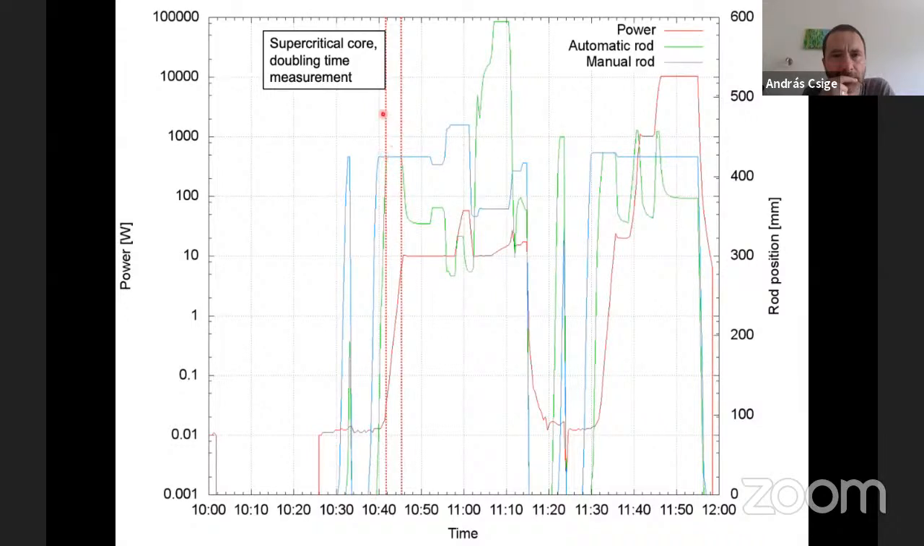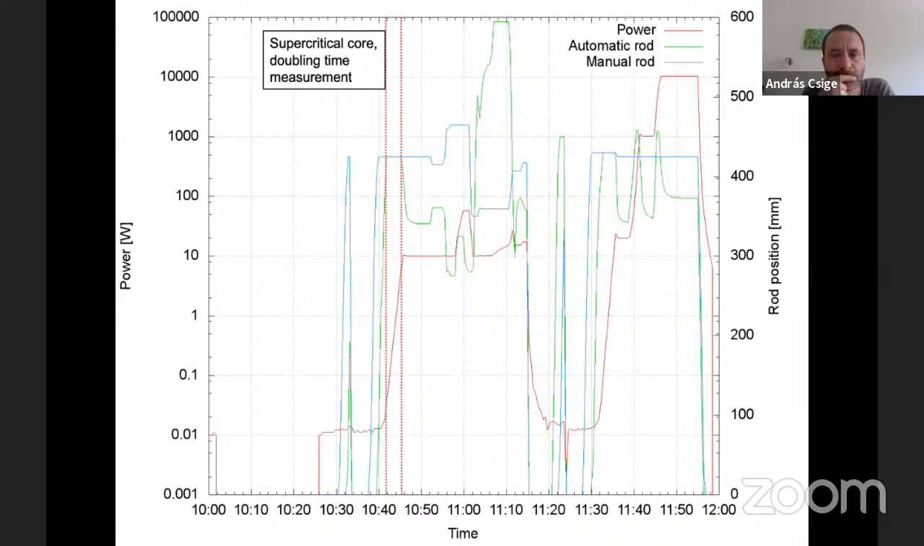The time period indicated here is a supercritical power increase. You see that control rod positions were constant, and this straight line on the logarithmic scale means an exponential power increase. Reactor power is doubled every 30 to 40 seconds.